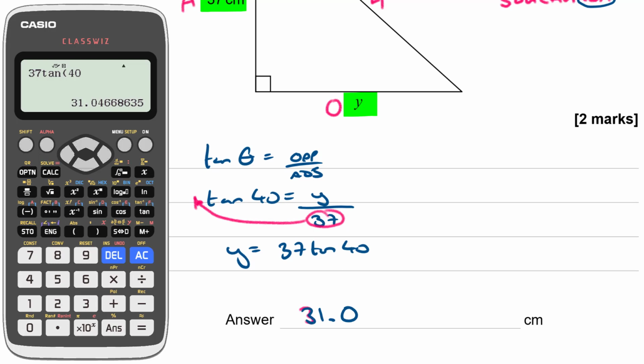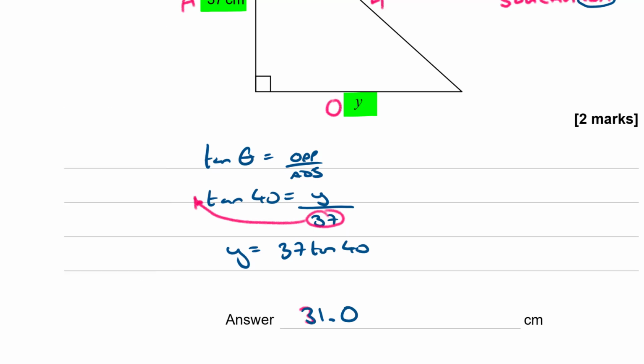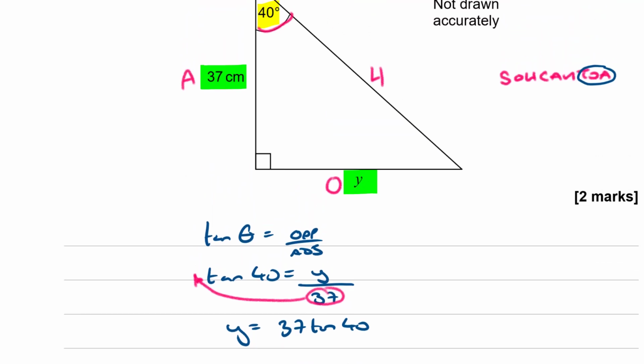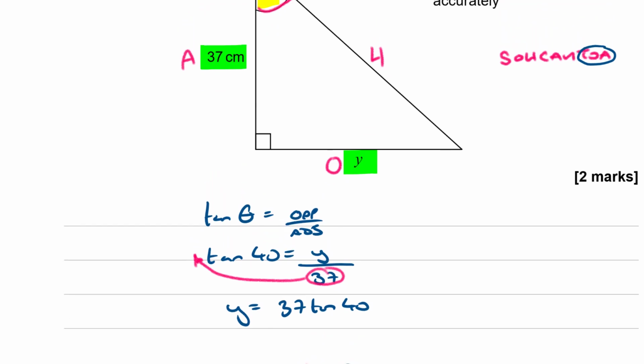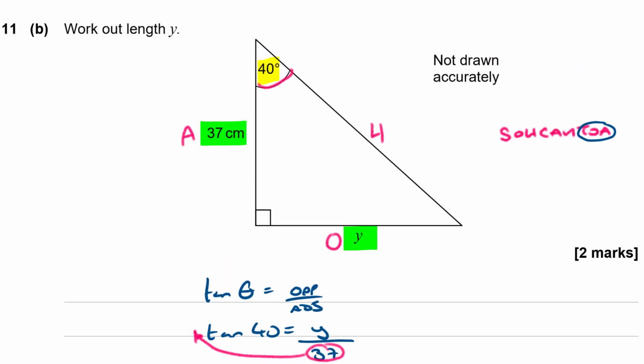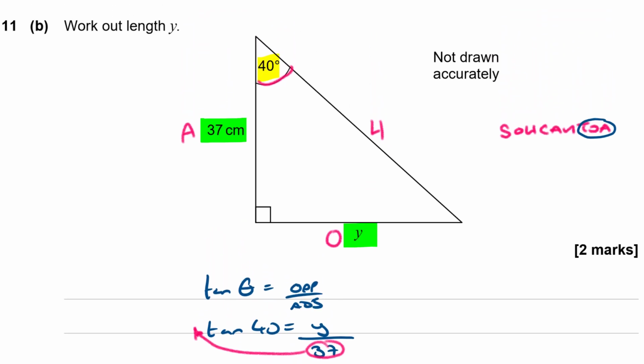31.0 centimeters. Okay, now with all these sorts of questions, it's always good just to have a quick glance back at the diagram. Does 31 centimeters look sensible in that diagram? So if that one was 31, look, this one's 37, it kind of makes sense, doesn't it? It sits all right in that diagram. It's just a visual check, another way of just checking your work as you're going through.